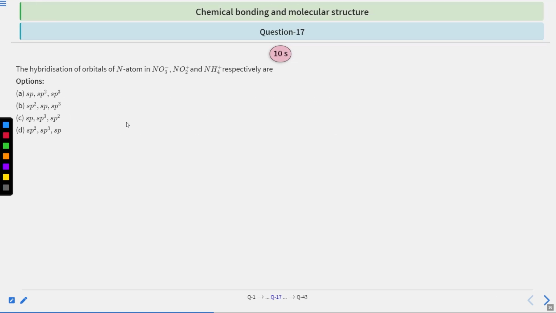So, moving on to question number 17. The hybridization of orbitals of N atom in NO3 negative, NO2 positive, and NH4 positive respectively are. Options are sp, sp2, sp3; sp2, sp, sp3; sp, sp3, sp2; sp2, sp3, sp. You have 10 seconds to solve this question. After that, we will see the answer.